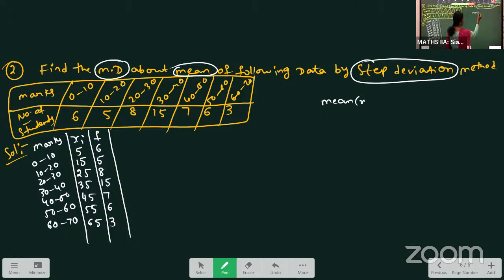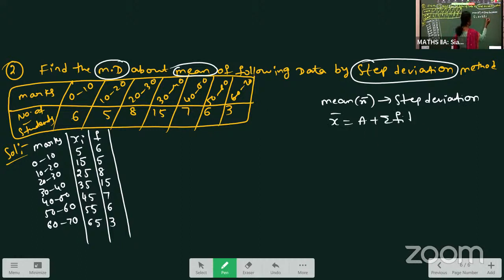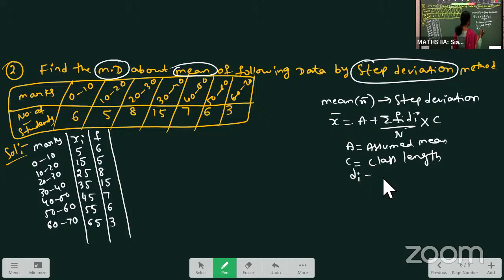How to find out mean? By step deviation method. Mean by step deviation, how to find out? X bar is equal to A plus sigma Fi di by capital N into C. A is nothing but the assumed mean, and C is the class length. Next, di value we have to find out. It is xi minus A by C.